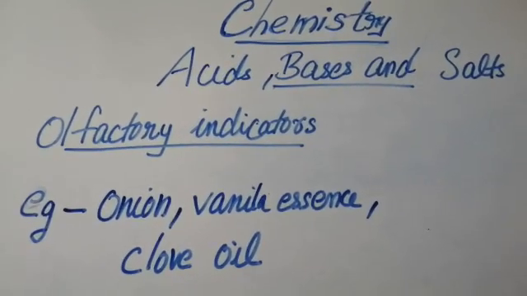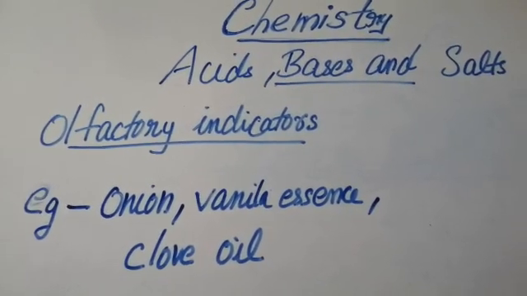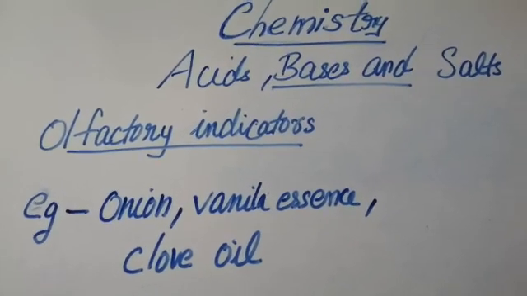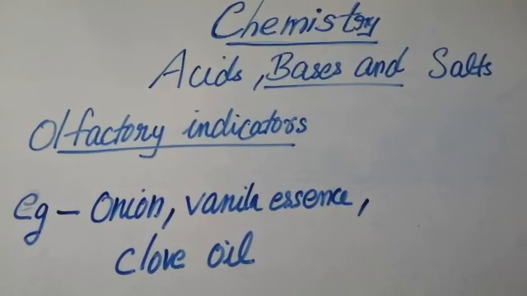So, what did you study? There are different types of indicators. Some change their color with acid and base. Some change their smell. This is all about today's class.